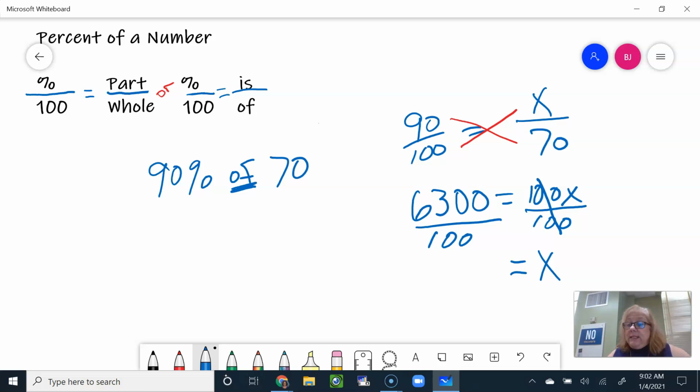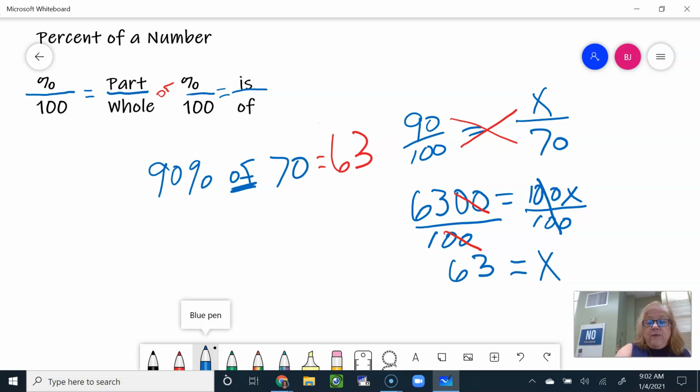Whenever you're dividing with zeros like this, see how there's 2 zeros down here? I can cross off those 2 zeros and those 2 zeros because they cancel each other out. If you did this on a calculator, you would find that 6,300 divided by 100 would give you 63. So the answer to our problem here is 63. So 90% of 70 is 63.